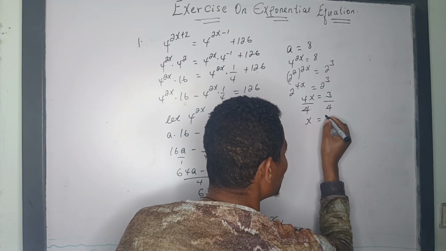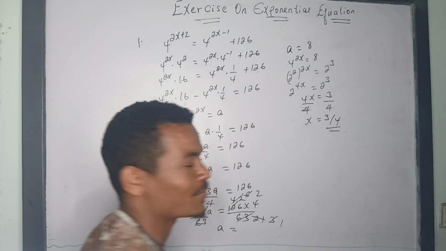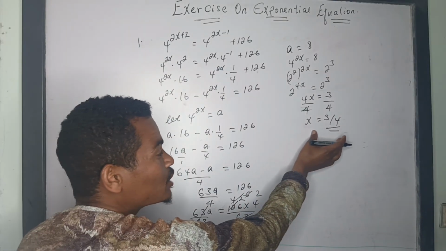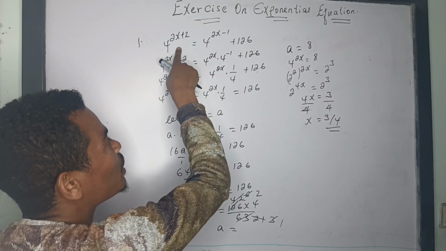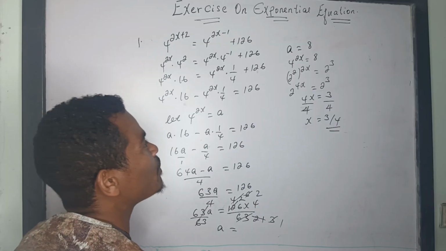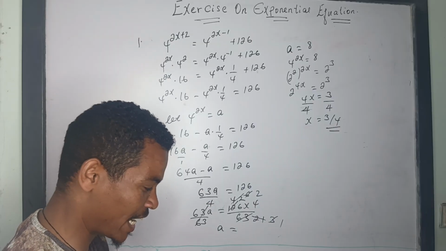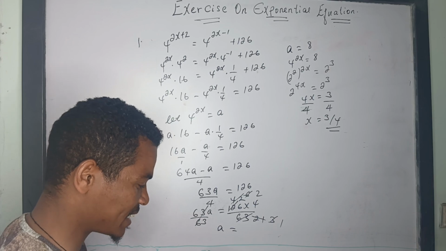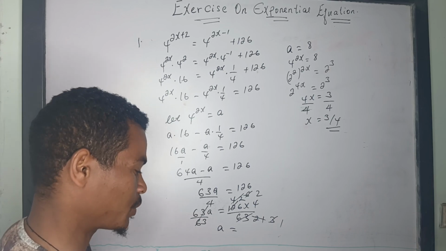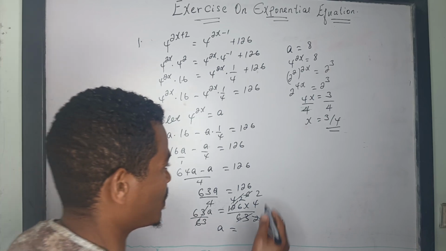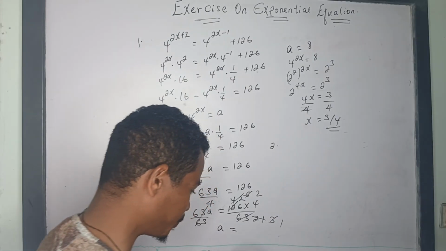So x is equal to 3 over 4. That means when the value of x is 3 over 4, 4 to the power of 2x plus 2 is equal to 4 to the power of 2x minus 1 plus 126. The options are a) 3 over 4, b) 6, c) 3, d) empty set, so the answer is a. Now question number 2.